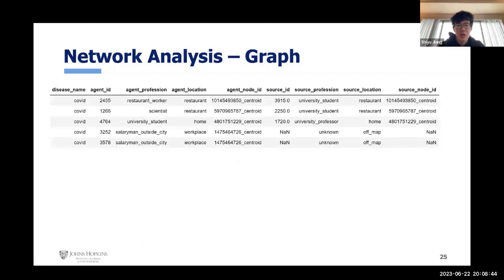And this is our simulation result, which is saved in the form of CSV files. From the left information, those are the agents that are the infectees. And the right agents are the infectors. So infectors will infect infectees. And in this case, we got their information like centroid information, which is geographical information, and we have the agent location, and we have their professions and IDs. So that's good enough for us to build a graph.